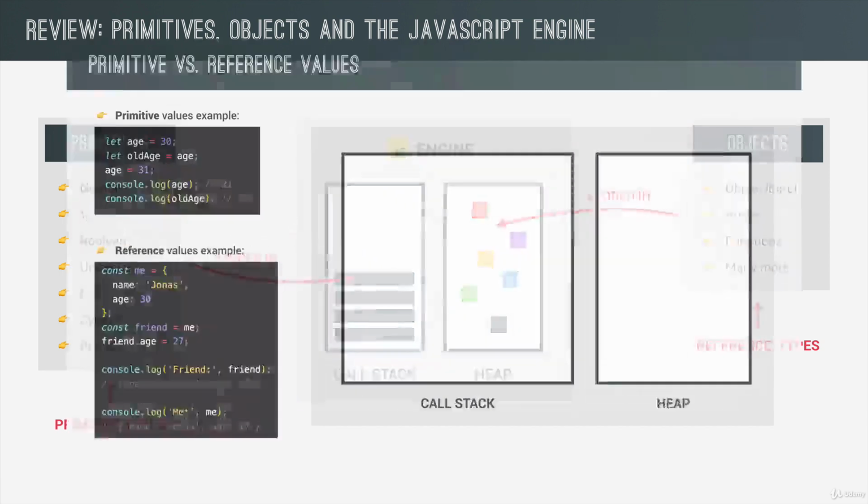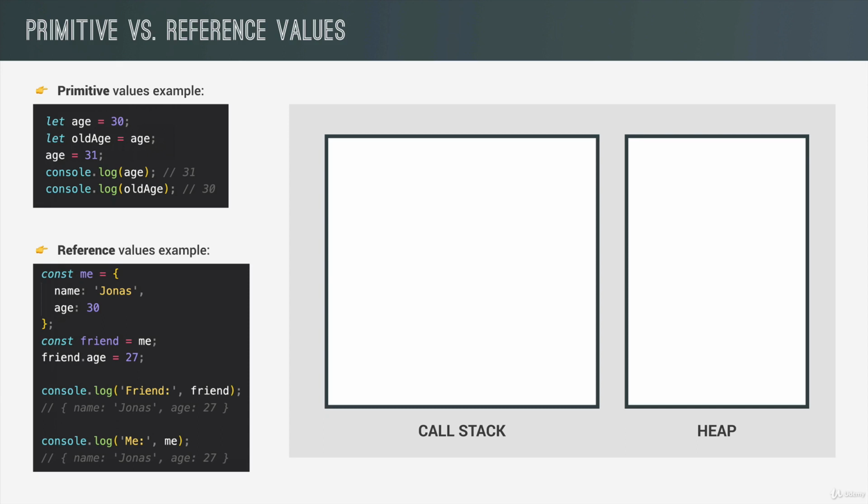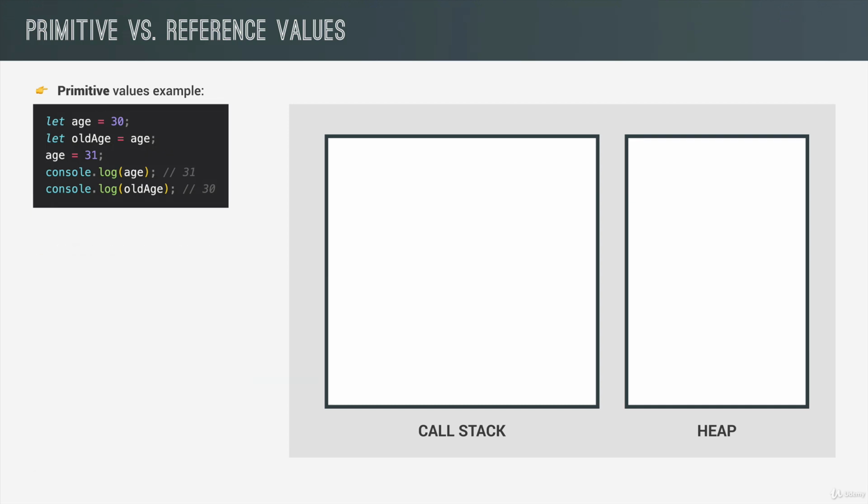Well, let's find out. So here we have the two code examples from earlier, as well as the engine with call stack and heap. And let's start by looking at the primitive values example. So when we declare a variable like age equals 30, what actually happens inside the JavaScript engine and the computer's memory? Well, first, JavaScript will create a so-called unique identifier with the variable name. Then a piece of memory will be allocated with a certain address, so 0001 in this example, and finally the value will be stored in memory at the specified address. So in this case, the value 30 will be stored at memory address 0001.